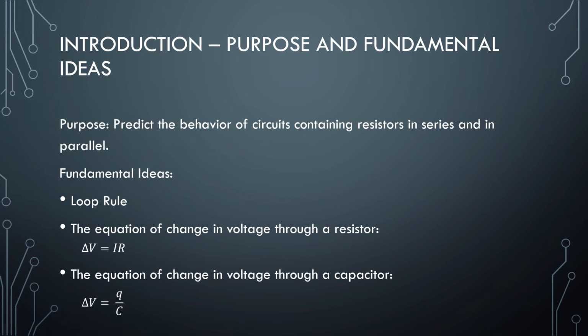Purpose and fundamental ideas. The purpose of this lab was to predict the behavior of circuits containing resistors in series and in parallel. Fundamental ideas are the loop rule, which is current in equals current out, the equation of change in voltage through a resistor, delta V equals IR, and the equation of change in voltage through a capacitor, delta V equals Q over C.